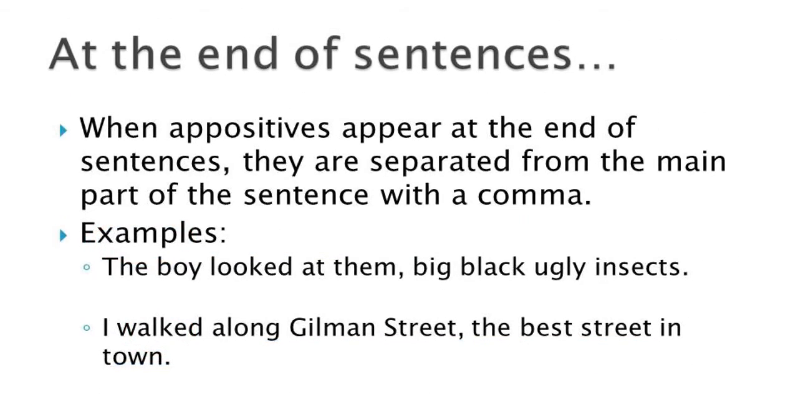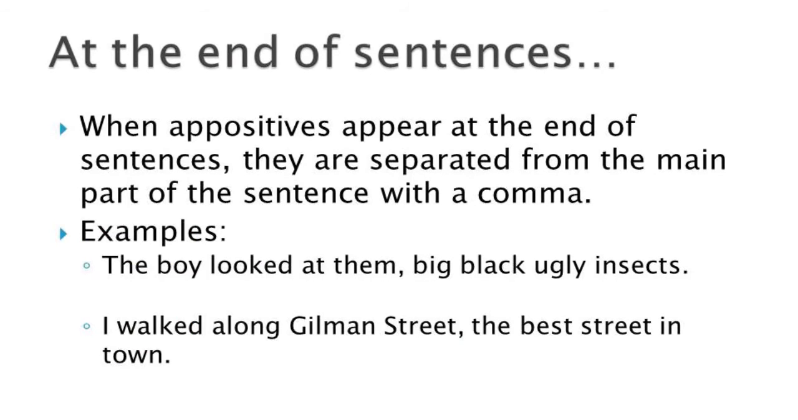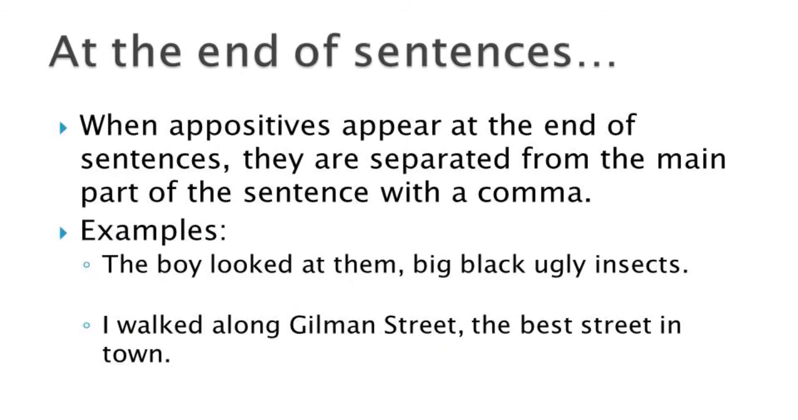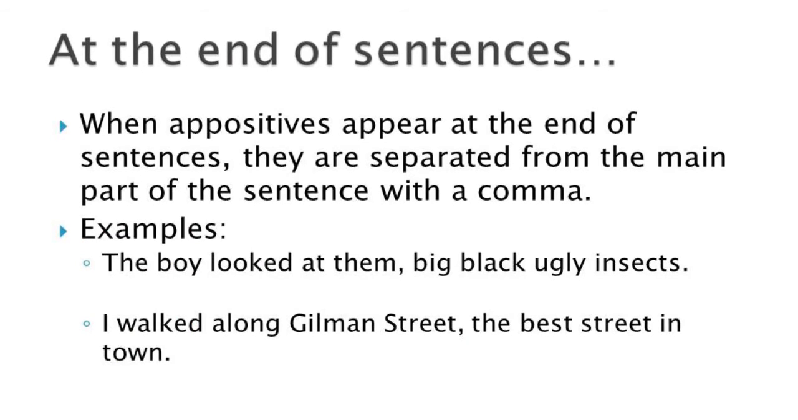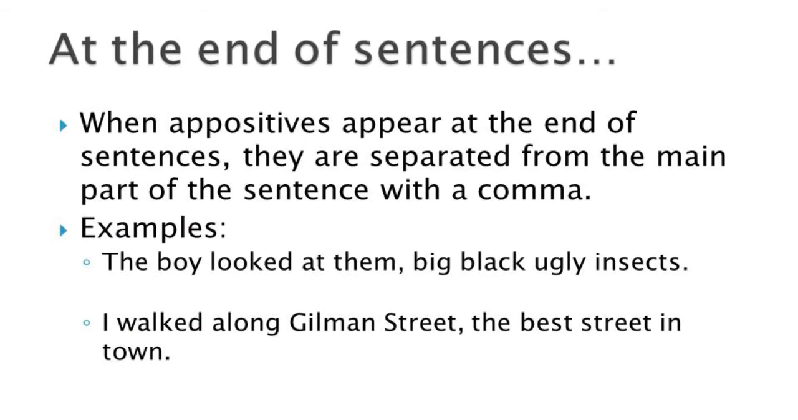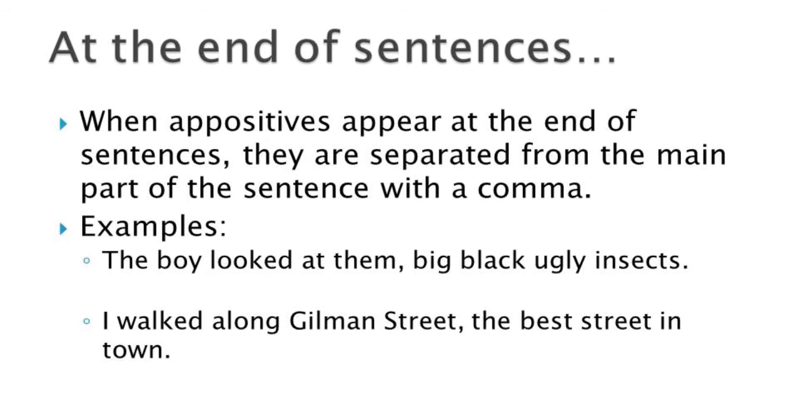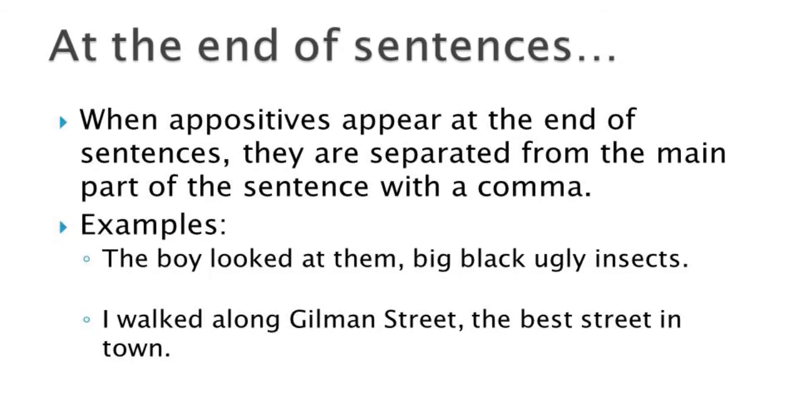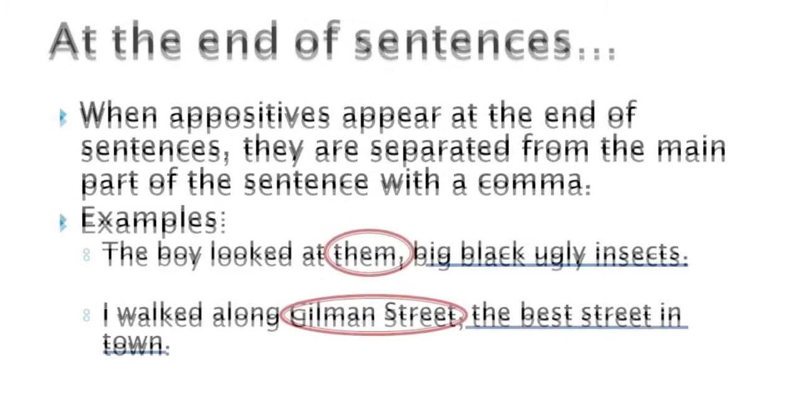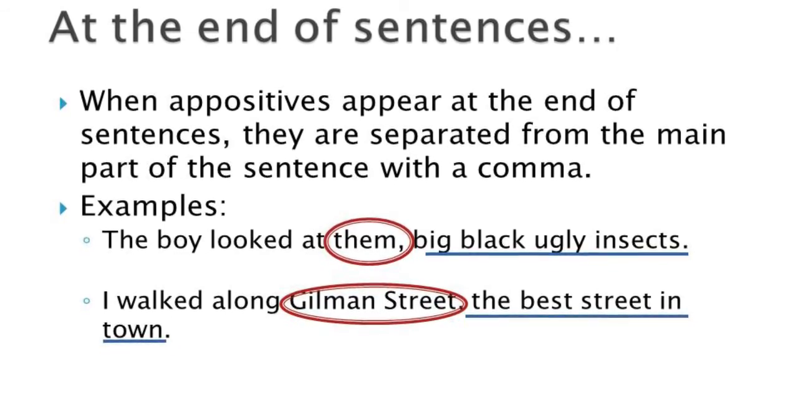The last rule we'll learn is for appositives that come at the end of sentences. When appositives appear at the end of sentences, they're separated from the main part of the sentence by a comma. On your homework, identify the appositive in the example sentences and circle the noun or pronoun that each appositive renames. Pause the video here until you're ready to check your work. Check your work against the answers on the screen.